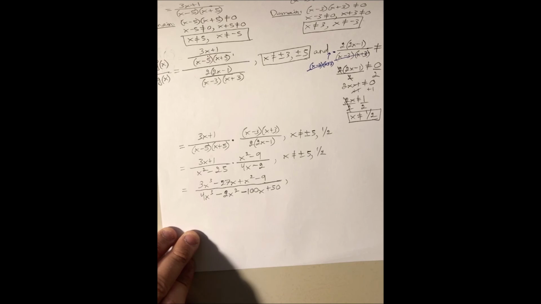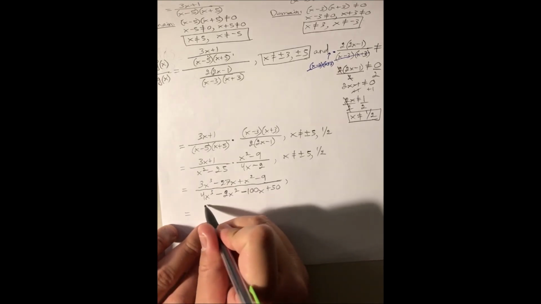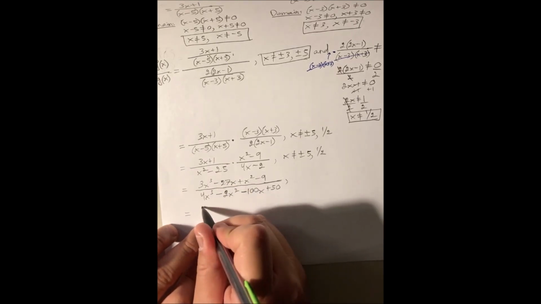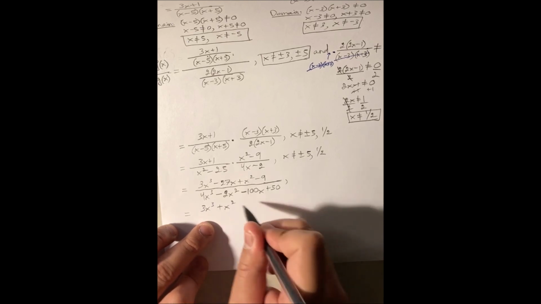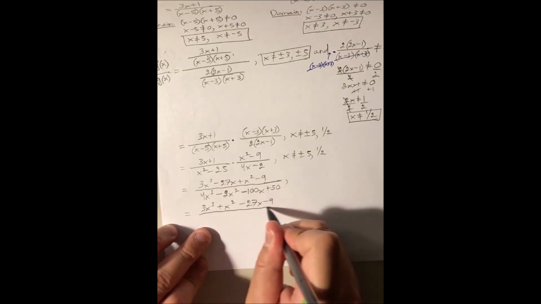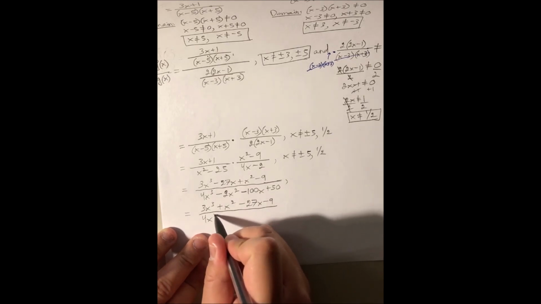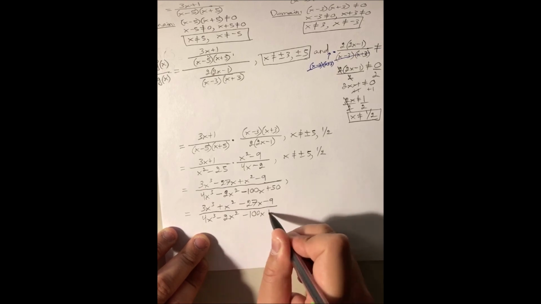For the restriction right here, I don't think we're going to have any new ones, because if we were to factor it by grouping, it would be the same. So I'm not going to go ahead and do the work because you guys know how to do it. But anyway, combining like terms. Well, we cannot combine like terms right here, so the numerator stays the same. So 3x cubed plus x squared minus 27x minus 9 all over 4x cubed minus 2x squared minus 100x plus 50.